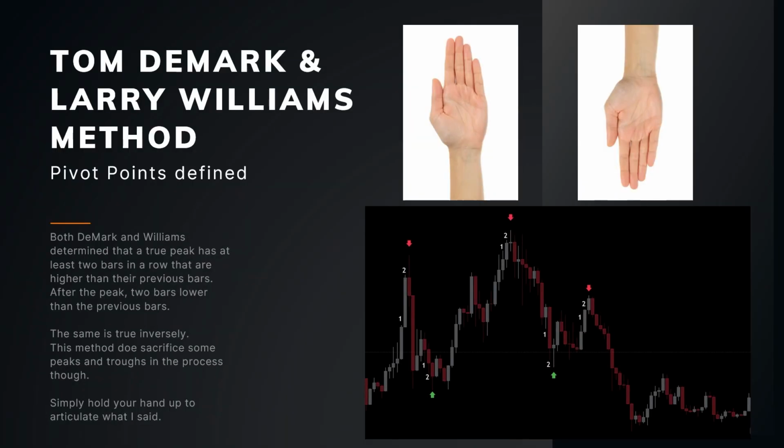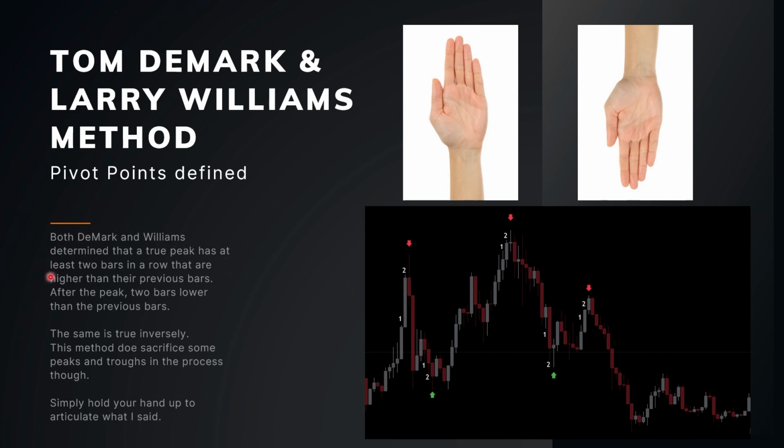So we're going to go over Tom DeMark and Larry Williams' method and pivot points defined. So both DeMark and Williams determine that a true peak has at least 2 bars in a row that are higher than the previous bars. So I annotated that, so this bar created another bar that was higher, right? And there's a lot of volume in this, right? And then they didn't mark this pivot point until they saw the next bar going down significantly, right?